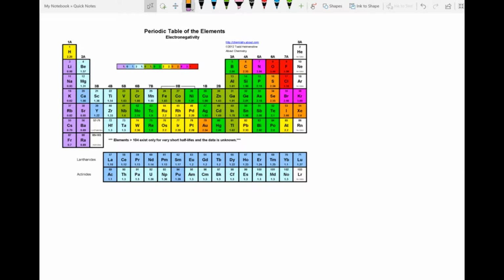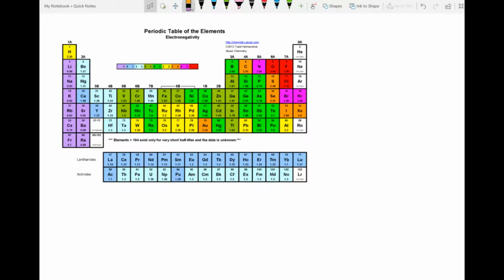What we have in front of us is a periodic table of elements, except it's kind of special. It's not like the other one that we have been using, or like one that you normally see. This one is special in the sense that it tells you what are called electronegativity values for most of the elements on the periodic table.